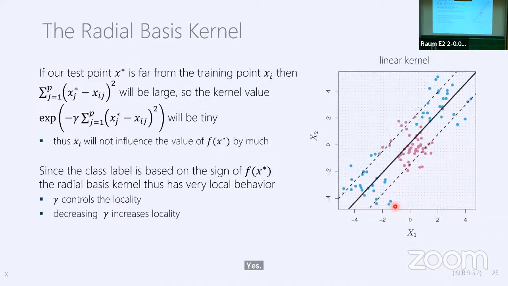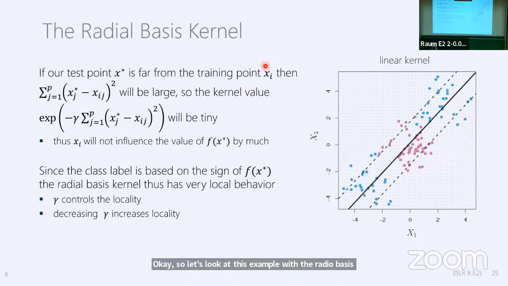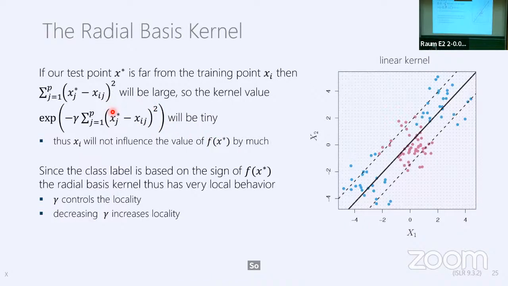Okay, so let's look at this example with the radial basis kernel. We have our test data point, and we essentially measure, just as we discussed before, how far away it is from all of the other training data points, which is just the Euclidean distance. We take the Euclidean distance and plug it into the kernel. If the distance is large, the kernel value will be small. If the distance is small, the kernel value, the similarity, will be large. So essentially, how much each training point influences the prediction for a test data point X star depends on this similarity, which depends on the distance.